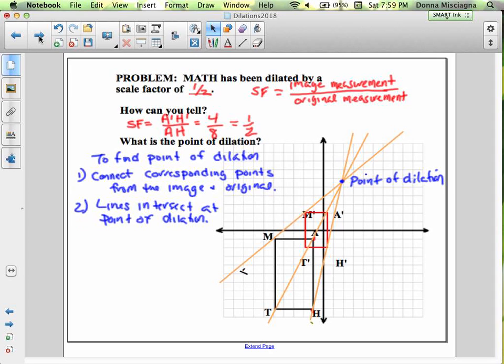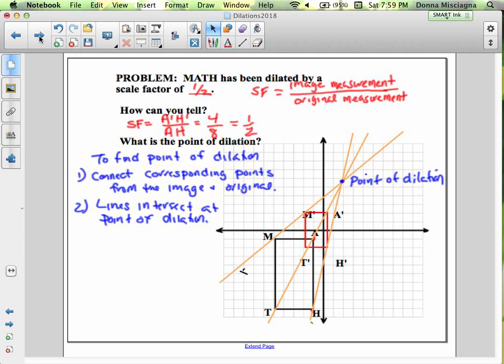All right, and so you just keep connecting. If it's smaller, then it's going to go original and then image. If it were larger, then it's going to go image then original. This one was closer to the point of dilation because our scale factor was less than 1, right? Between 0 and 1.